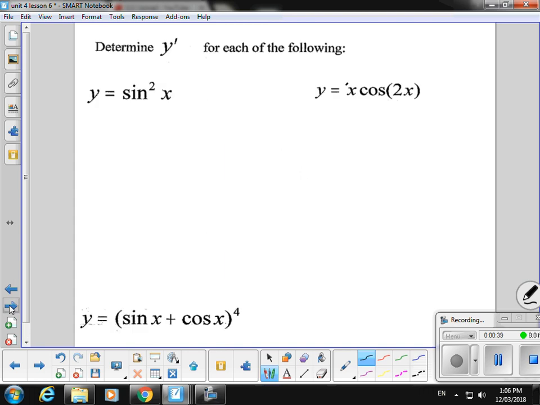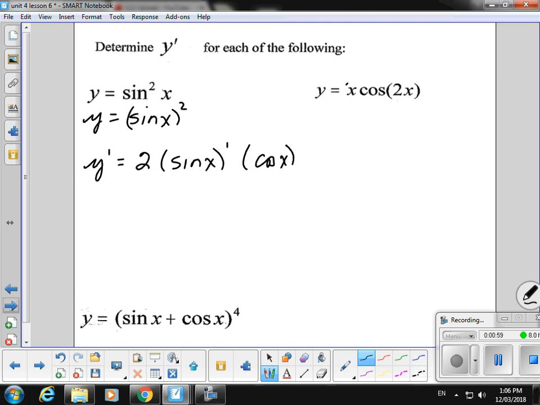If I have y equals sine squared x, I could consider that as sine x squared. Remember, be careful with that notation. So if I want the derivative, I have a sine x within a power, so I would bring down the exponent, reduce it by 1. Don't forget the guts. Not a lot we can do with that. 2 sine x cos x is the derivative.